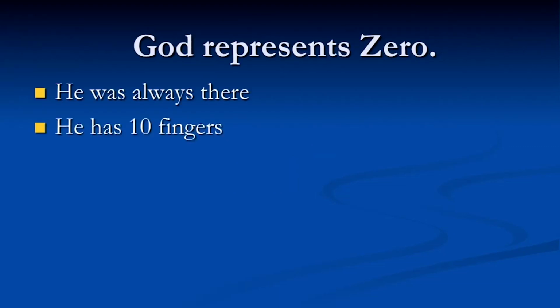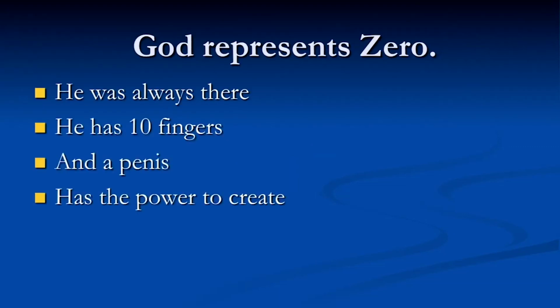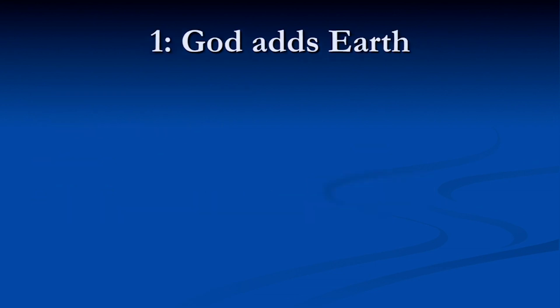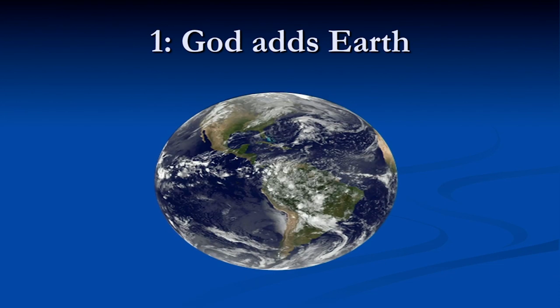So God represents 0. He's always there, he has 10 fingers, and he has the power to create. Now, hold on just a second. Let him talk. That's addition. Creation. So step number 1, God adds Earth. He adds it to the equation.